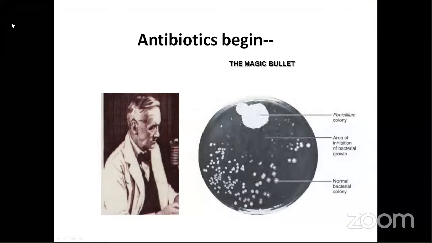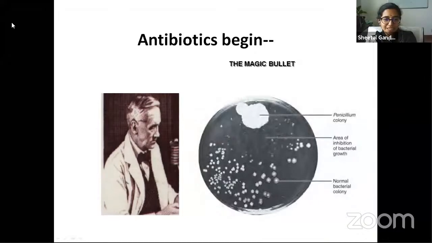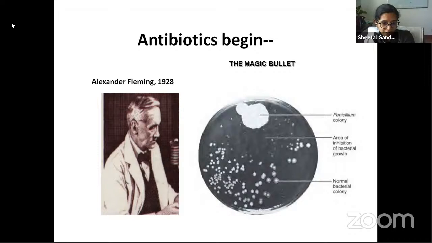Alexander Fleming. Yes. So the giveaway on this slide, if you don't recognize his face, it should be this colony of penicillium growing on a plate of bacteria. So there is an area of inhibition of bacterial growth just outside the penicillium colony. And that's because this was producing penicillin. And this is what Alexander Fleming discovered in 1928. So this was the birth of antibiotics.